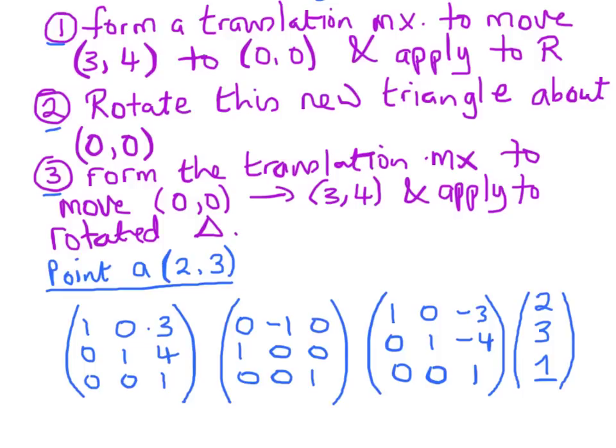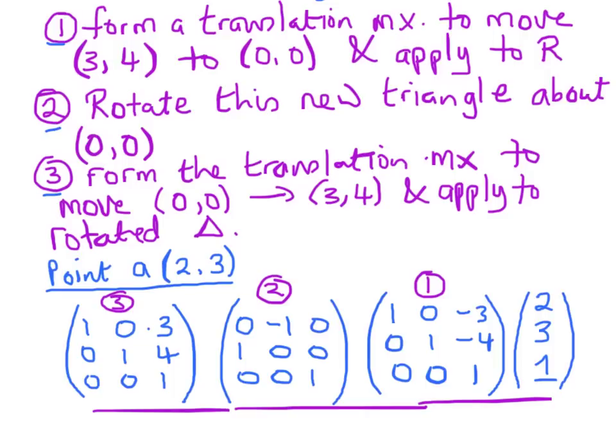Please note that the order in which you do multiplications is important because matrix multiplication is not commutative. AB is not equal to BA. So let me emphasize that for you. Firstly, you had to translate 3, 4 to 0, 0, so that has to be applied first. Then secondly, you do the rotation, so that's why that comes next. And then thirdly, you translate it back, so that's why that one is there.